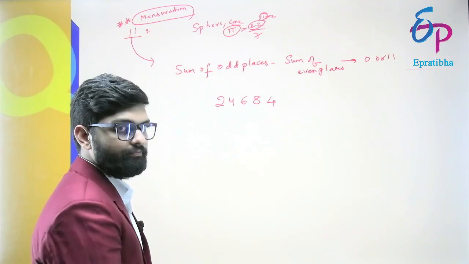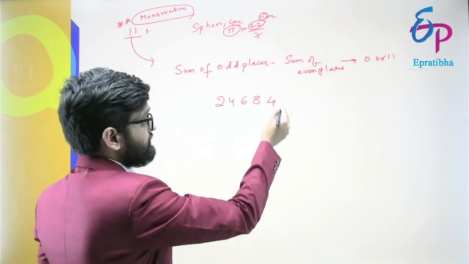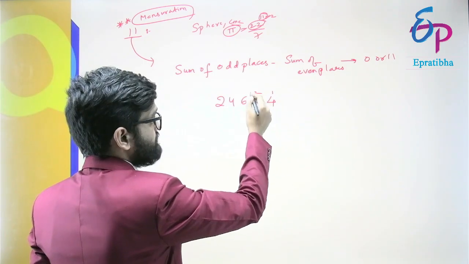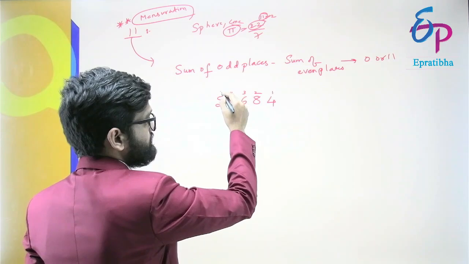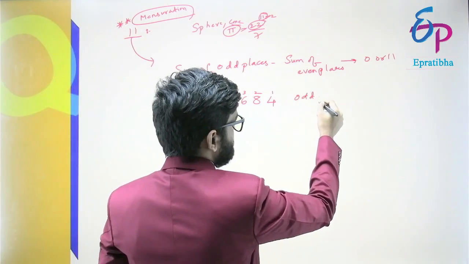Suppose this is a number. Now what are the odd places and even places? Odd place is this one, even place is this one, odd place is this one, this is even place, this is odd place, right? So I am writing the odd places at once.